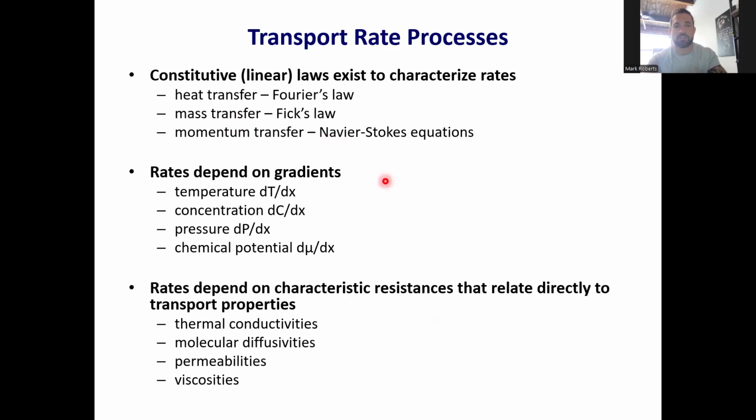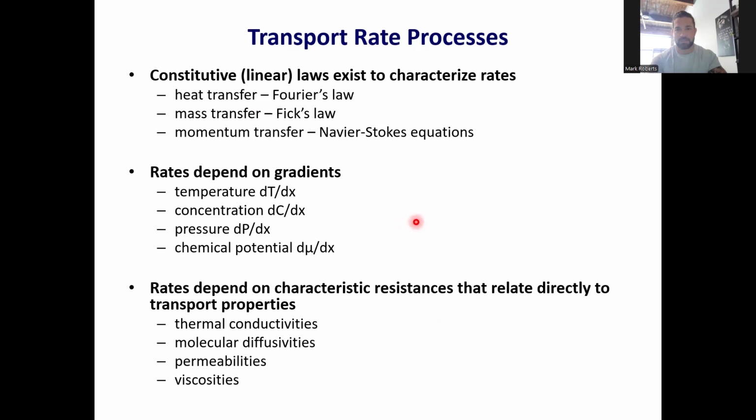So there are various transport processes, and these are constitutive laws to characterize different types of rates. When we think about transport, there's a couple things that we can think about. We have heat transfer, so moving heat through a medium into another one. We have mass transfer, so again, we have diffusion, movement of mass from one location to another. And then also momentum transfer, and this is responsible for the Navier-Stokes equations that describe fluid flow.